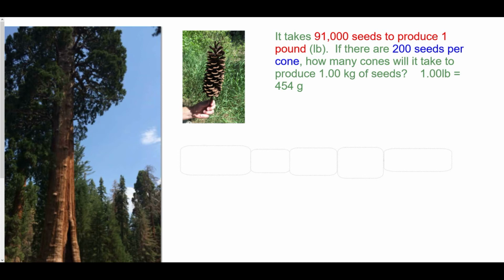This is Mrs. Rutschling. In Part 1, we learned how to use conversion factors to convert something to different units. And let's practice a word problem. So go ahead and give this a try.